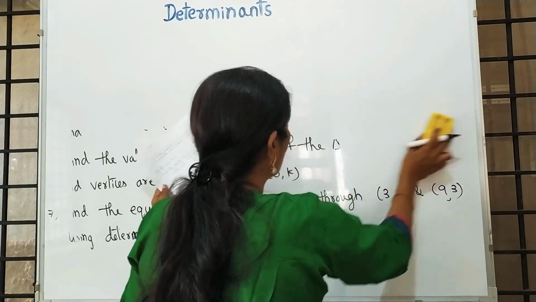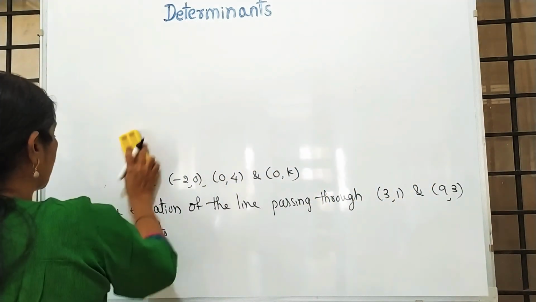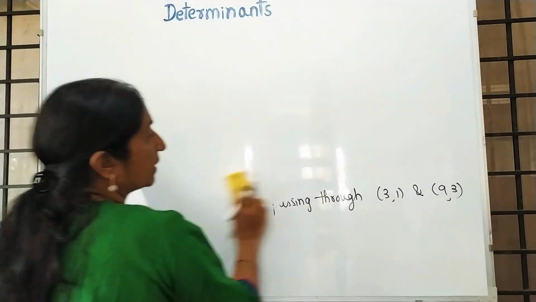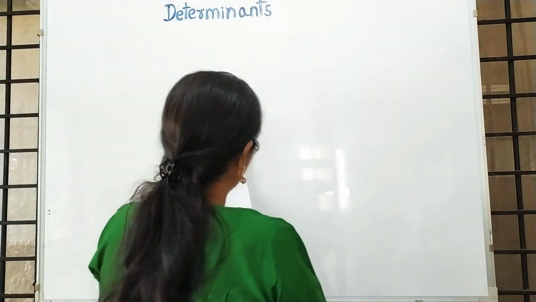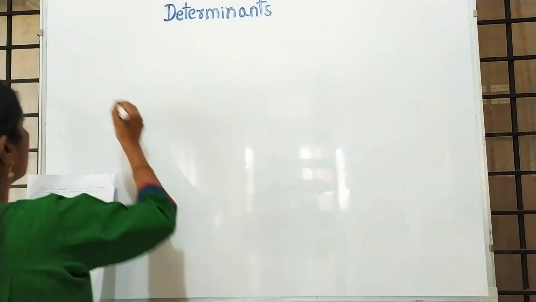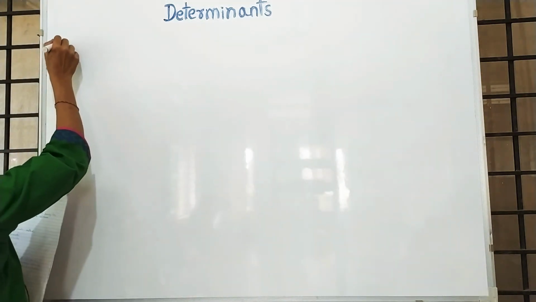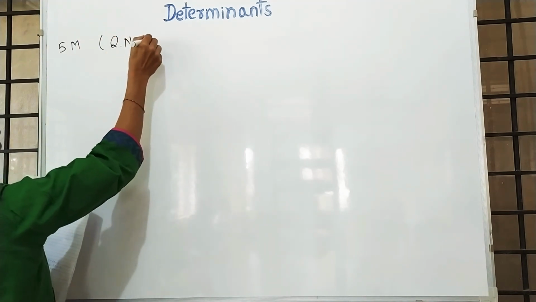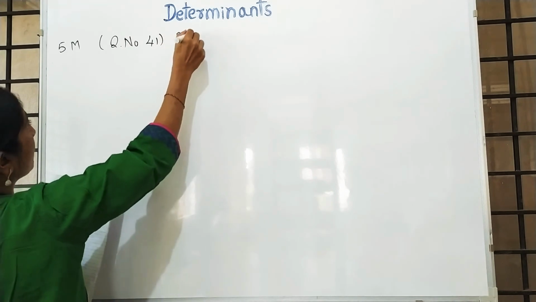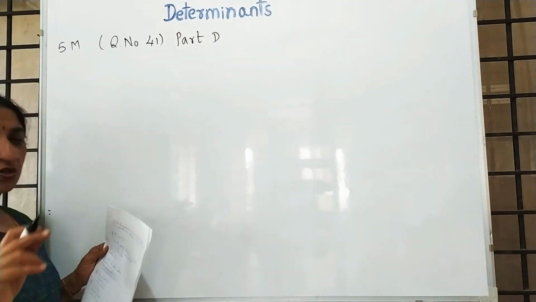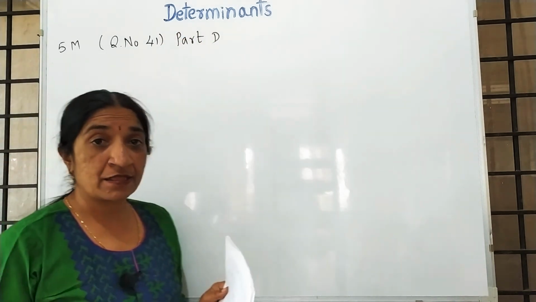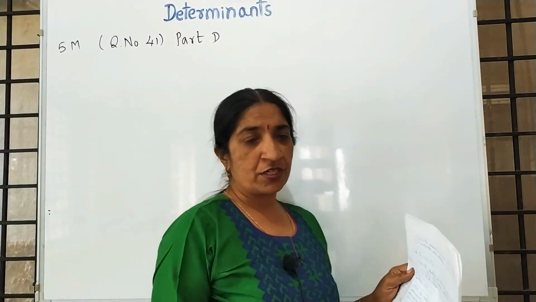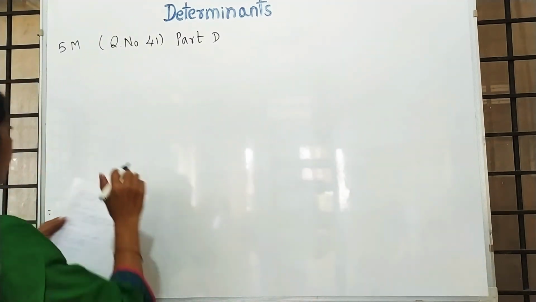Now there is no 3 mark question in the determinant, but in part D we have one question for question number 41 for 5 marks. Only one question, that is fixed question, matrix method. The same question, but I will give for our practice, I will give 4 questions here.